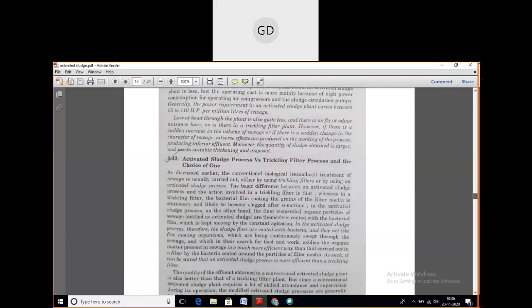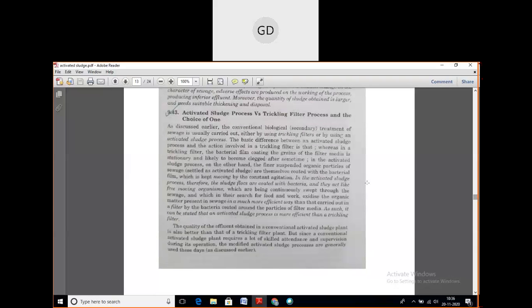So you see here what is written: the conventional biological treatment of sewage is usually carried out either by trickling filters or by using an activated sludge process. So two processes we have studied in secondary treatment. One is attached and one is suspension. Which one is attached and which one is suspension? Suspension is the activated sludge process and the attached one is the trickling filter.